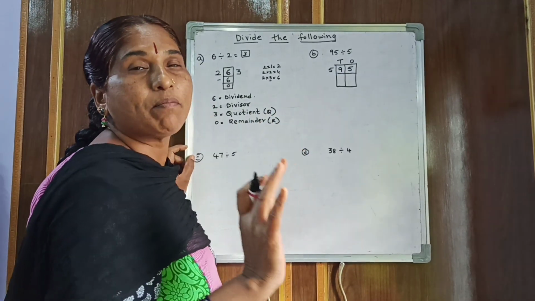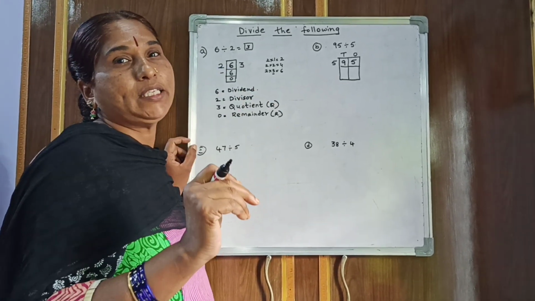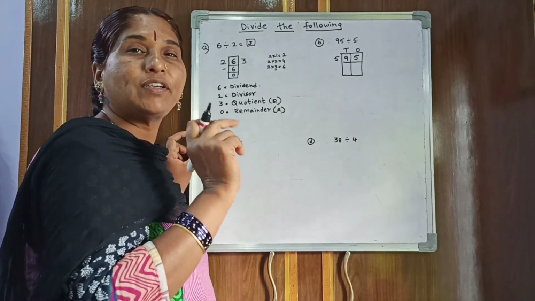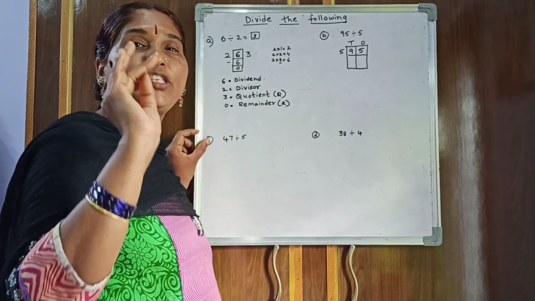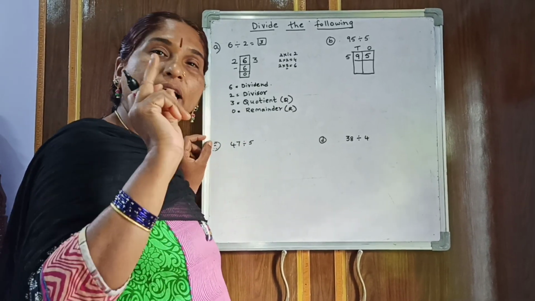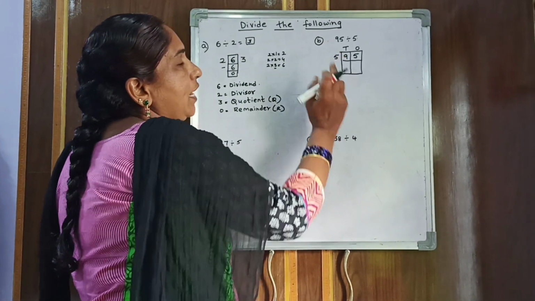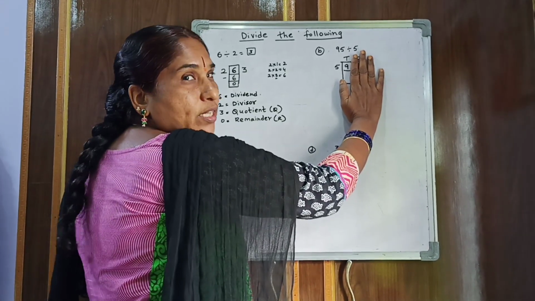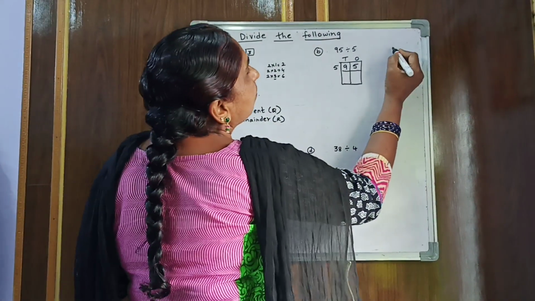Only for addition, subtraction and multiplication you will be doing from ones place. But coming to division, you have to start dividing with the first number. If it is 3 digits, you have to start with hundreds. If it is 2 digits, you have to start with tens place. So here, what is the number in tens place? 9. Don't see 5, just see only one number. What is there in tens place? 9. So now you write the table.